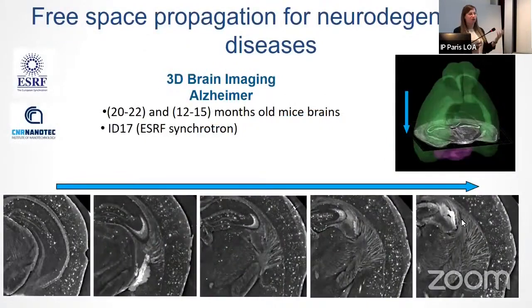The first set of experiments I will show you was performed at the ESRF synchrotron. We did 3D imaging of the brain. In this case, the brain was affected by an animal model of Alzheimer's disease that mimicked the human disease. We consider two time points, 12 and 20 month old mice. These are some projections of the tissue inside the brain while we slice through the volume.